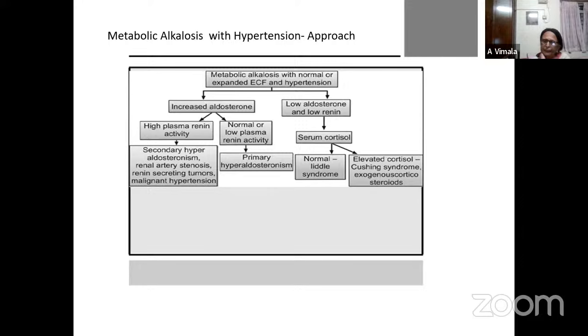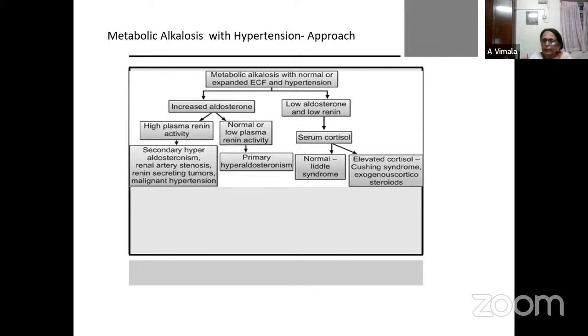But when there is hypertension and aldosterone is increased in response to high renin, we know it could be related to the renal artery, either a unilateral or a bilateral artery stenosis. It could be a renin secreting tumor or a malignant hypertension. If the plasma renin activity is normal and the aldosterone ratio is significantly elevated, we know the aldosterone is not responding to renin. It is autonomous. It is behaving on its own. So it is very suggestive of a primary hyperaldosteronism.